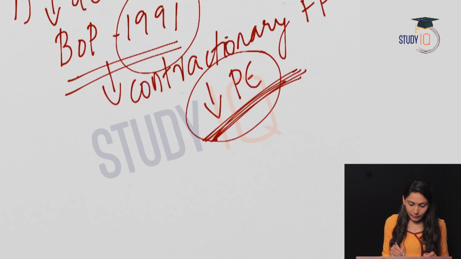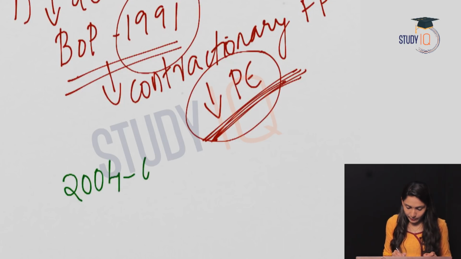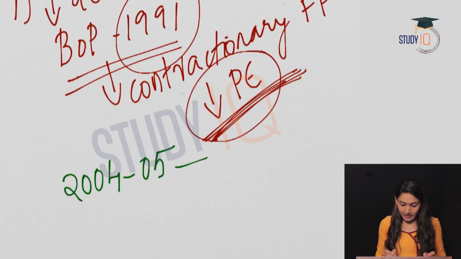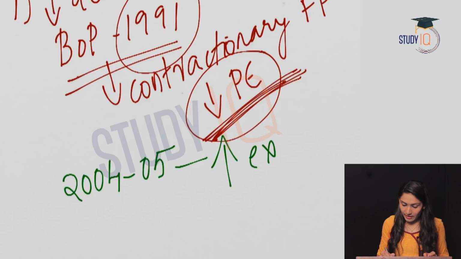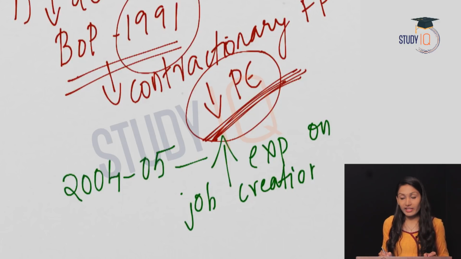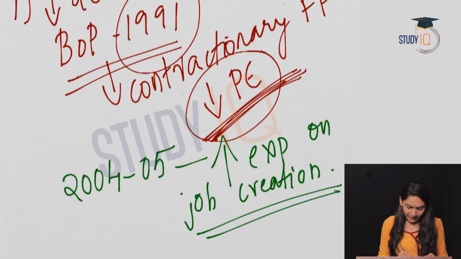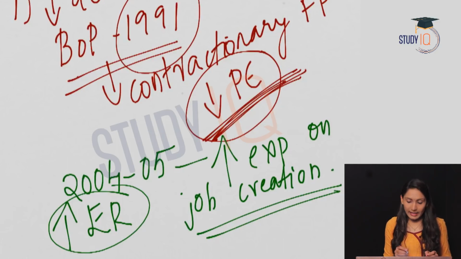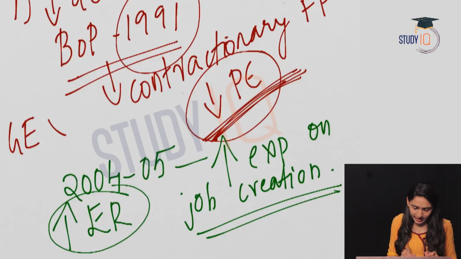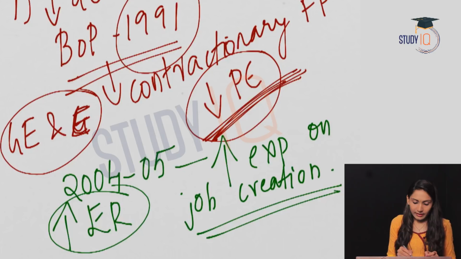Again, in the financial year 2004-05, we see that the government increased expenditure on job creation. That is, the government provided various schemes for skill development, for job creation, for MSMEs, for increasing production, etc. During that period, we have seen that the employment rate in the economy also came up. From this, we can conclude that in India, government expenditure and employment creation are interconnected.